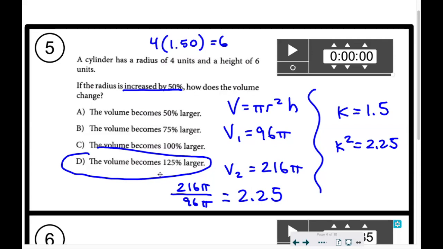So there is a way to just do it. It's just tricky because typically for volume you would do k cubed, but we don't here because the height stayed the same. So we really only mess with the radius, which is what got squared. That second one would be the quickest way to do it, but if that's confusing, just do it this way, where you find the original volume, find the second volume, and then figure out that it's 125% larger. All right, got it.